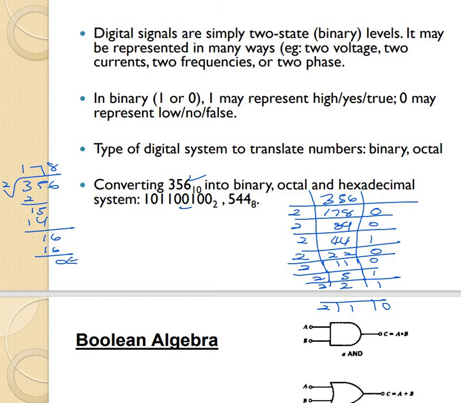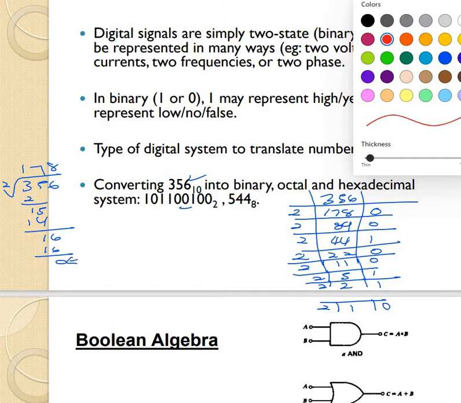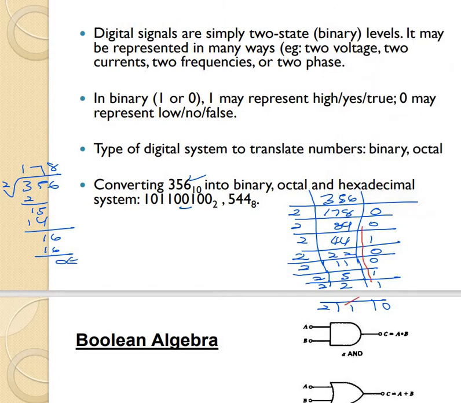So from here, we change the color. You need to use all of this. It will become your base 2 number. So starting from here, 1 0 1 1 0 0 1 0 0. So this is the base 2 number. Same, right? So you can try on your own to get the base 8 number. So basically this is how you convert base 10 into binary or octal or hexadecimal.